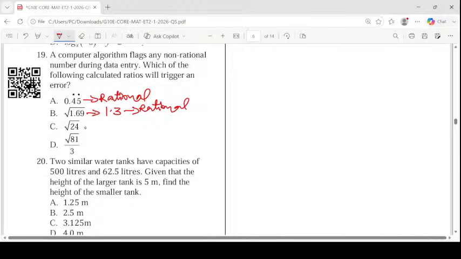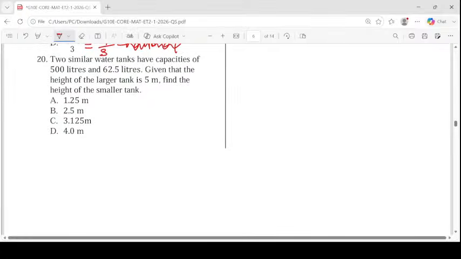Root 24 is irrational. So this one here, the computer algorithm will flag an error. Root 81 over 3, this is like saying 9 over 3, which is also rational because 9 over 3 will be 3. So the odd one out here is C for cat. That is the one that will throw an error.